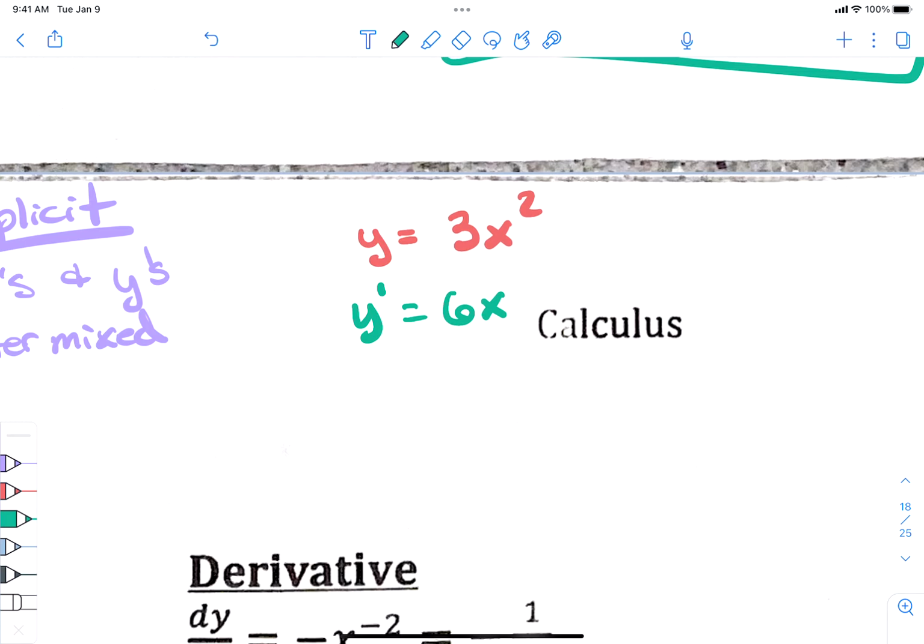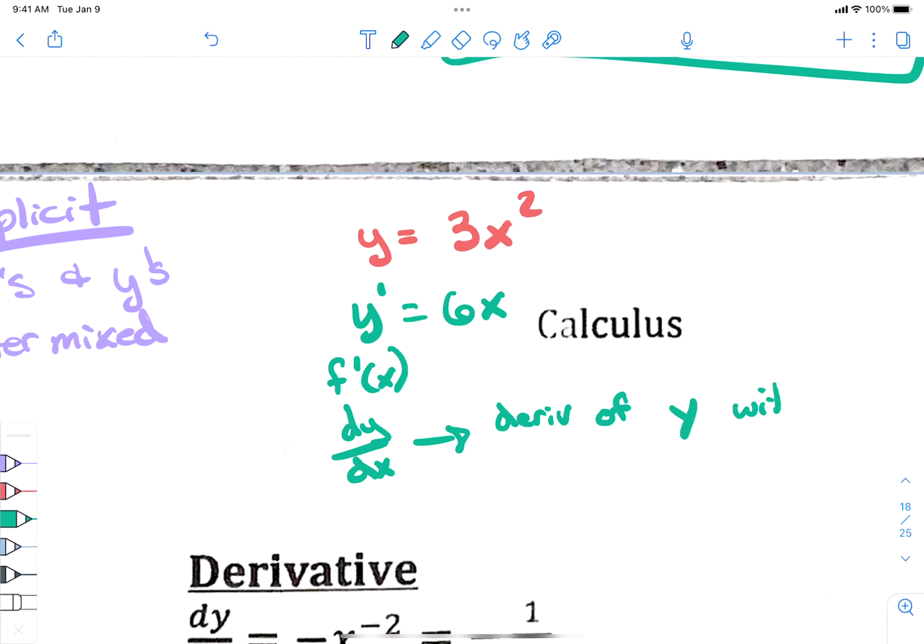Another thing that we could do is if that instead is called f of x, we would go f prime of x. That means the same thing as y prime. Or another notational thing that we will do is call it dy over dx, and this means the derivative of y with respect to x. We're taking the derivative, like x is the main variable that we are using. Maybe I'll put that in here.